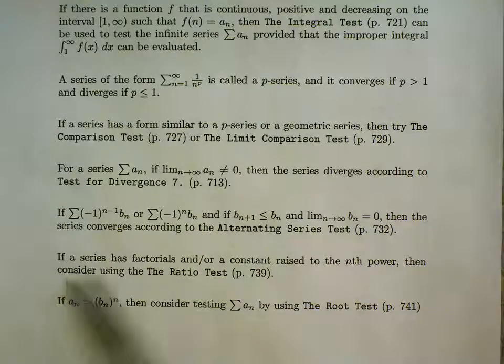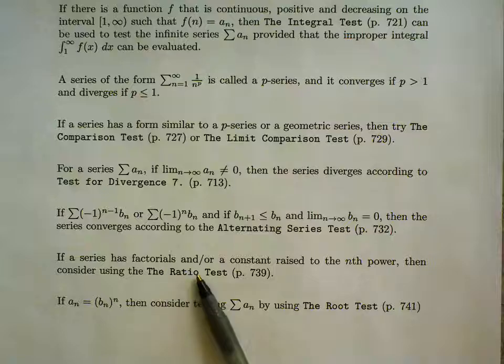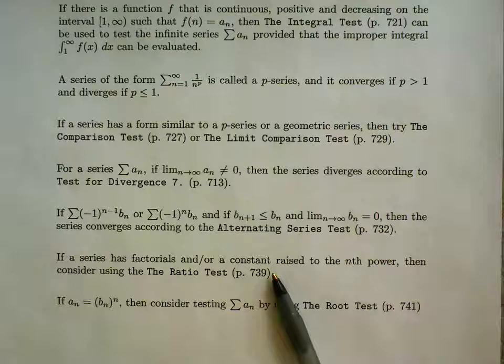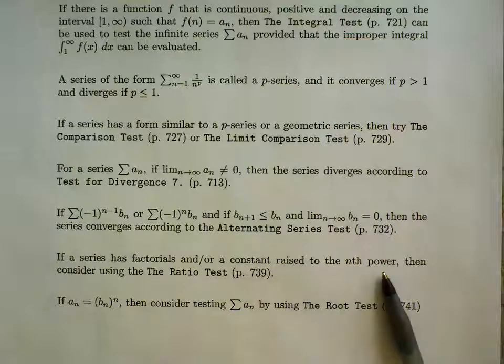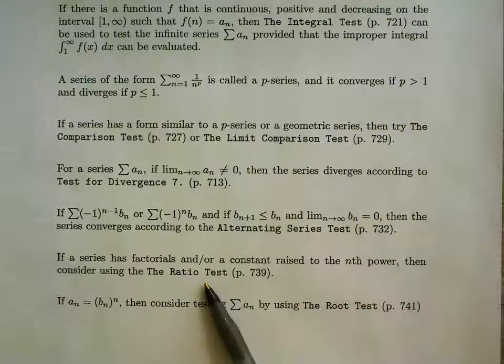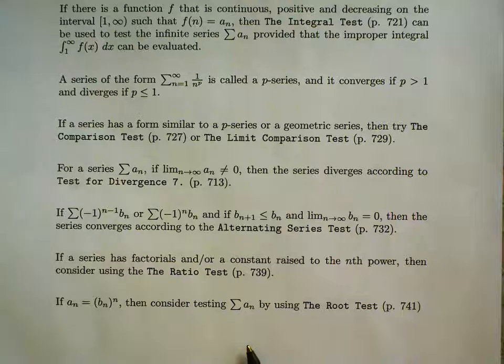If a series has factorials and/or a constant raised to the nth power, then the ratio test might work. And then if it turns out that a sub n is equal to b sub n to the n, then the root test might be the test to use.